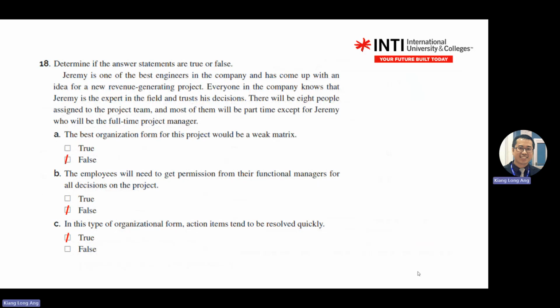But for strong matrix, you will mention like, oh, he needs to coordinate with the functional manager and so on, and they need to negotiate on the priority of the project. To resolve conflict, then this one. There are two words here lah. Resource conflict is normally linked with the matrix one.